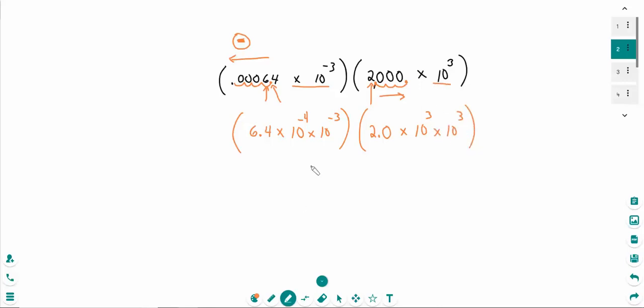All right. Okay, so once we're at this point, now we can do a little simplifying. This is going to become 6.4 times, we can combine these 10s, 10 to the negative 4 times 10 to the negative 3 is going to be a 10 to the negative 7, right? Add the exponents. Same thing applies here. We have a 2, I'm just going to drop the 0 and the decimal point, they're not needed, times 10 to the 6th. Okay, now we have it in scientific notation. The decimal points are where we want them to be. This is in perfect scientific notation form.